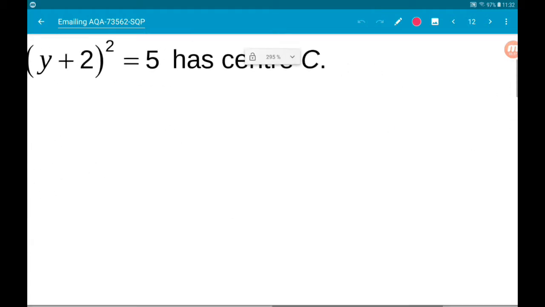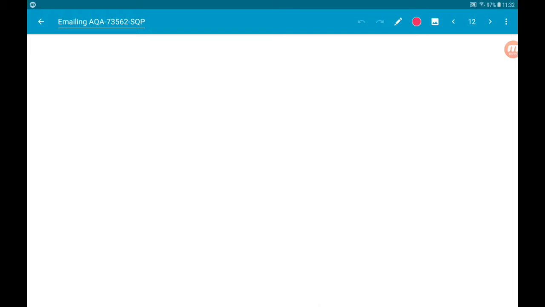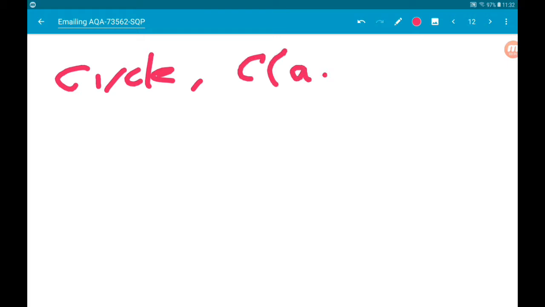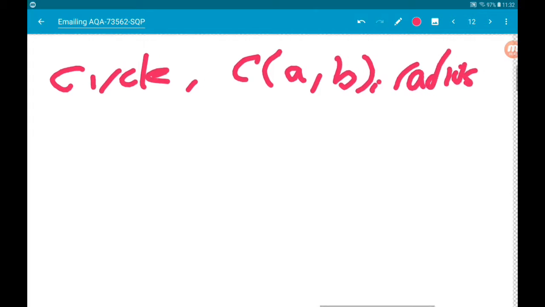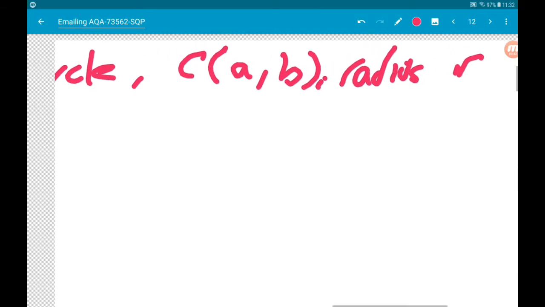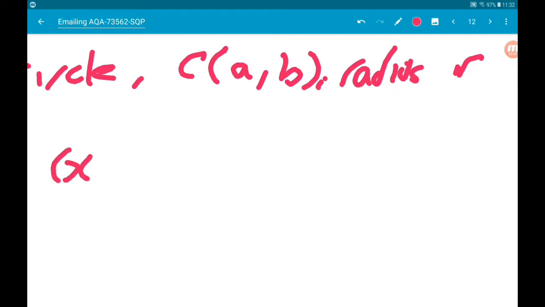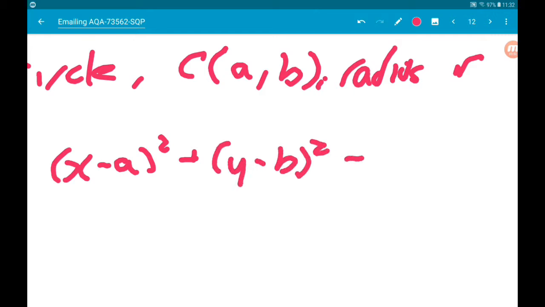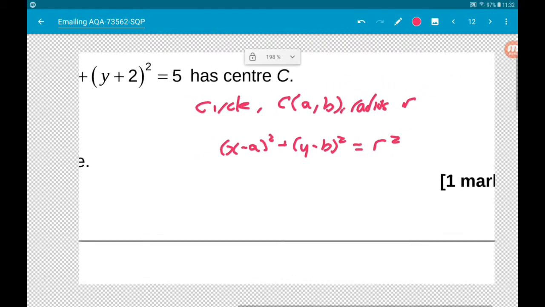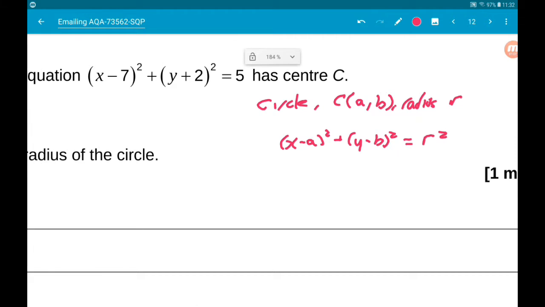So a little reminder on circles. A circle, centre (a, b), radius r, has equation (x − a)² + (y − b)² = r². So here r² is 5, so r is root 5.